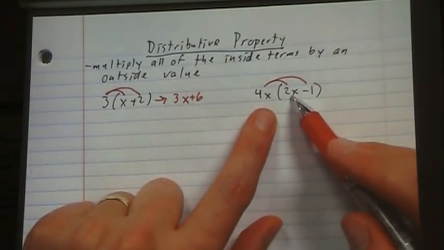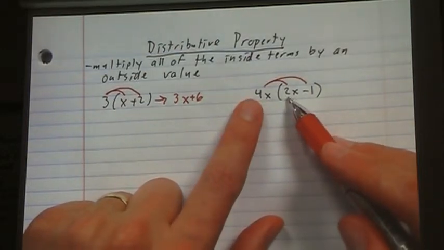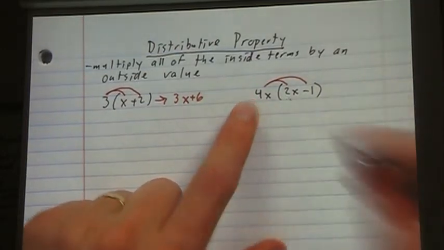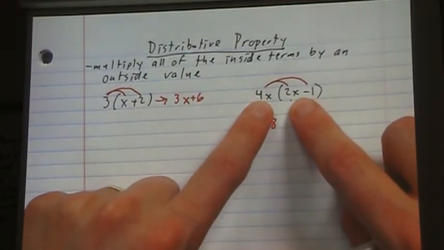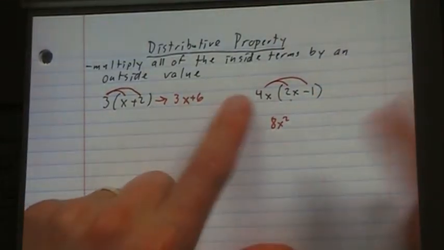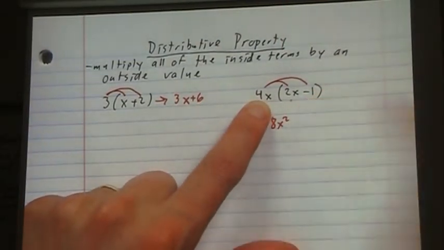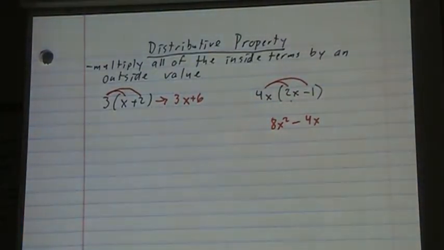Easiest way that I remember it, I go number times numbers, variables times variables. So in my brain, I split out, 4 times 2, that's 8. And then I do my variables, x times x, that's just x squared. Then we go 4x times a minus 1, keep the sign, bam, there you go.